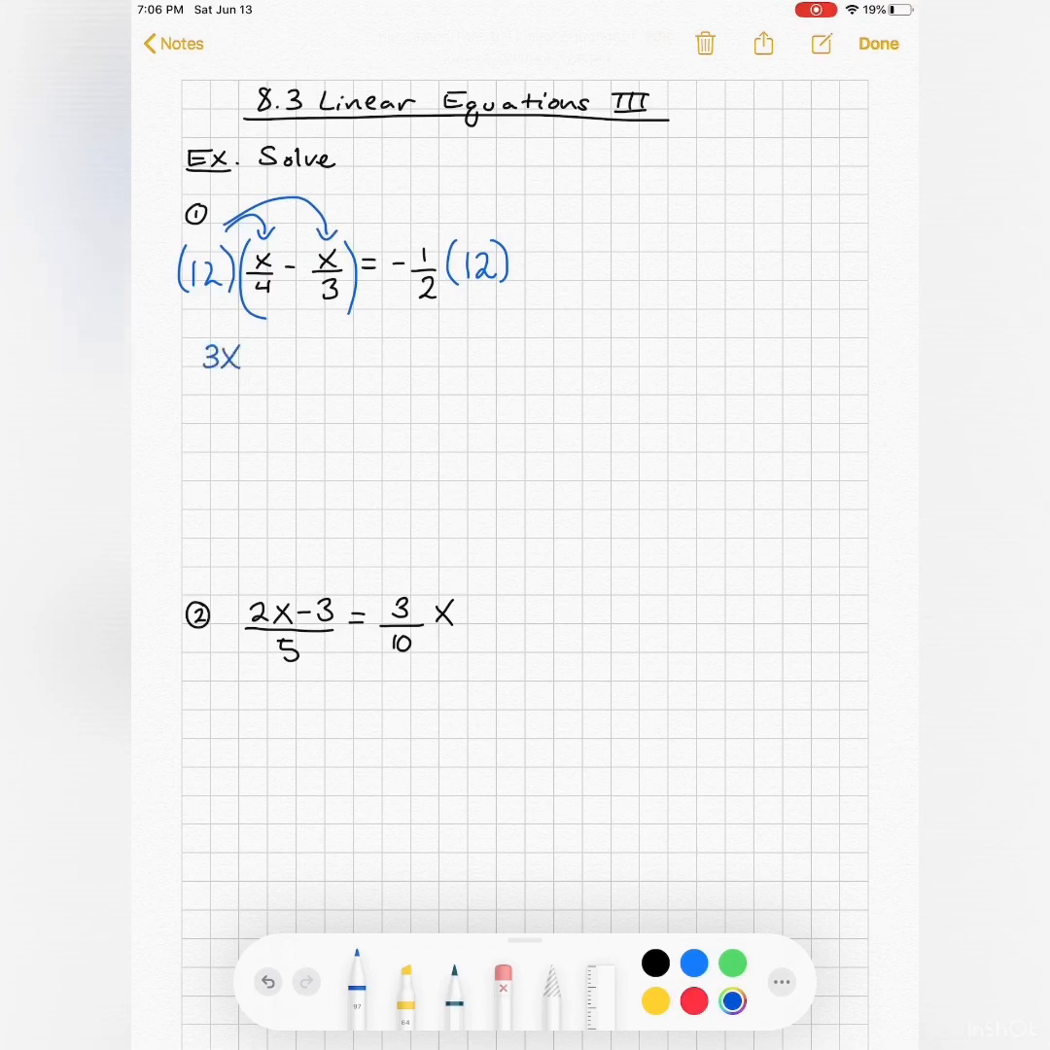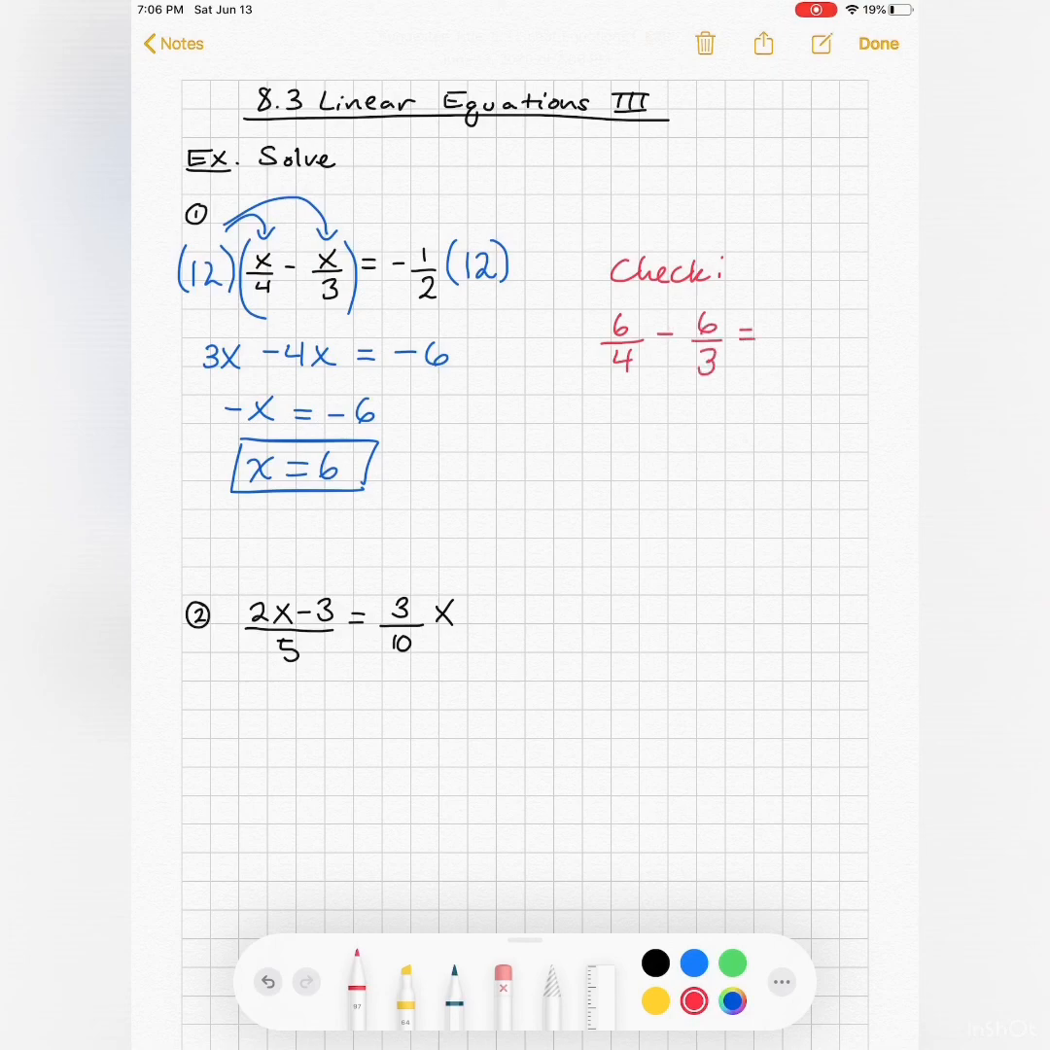Okay, so 12 divided by 4 is 3. 12 divided by 3 is 4. Half of 12 is 6. Combine the like terms. Multiply by -1. Let's see if I check that one. Okay, so 3 halves minus 4 halves, -1/2.